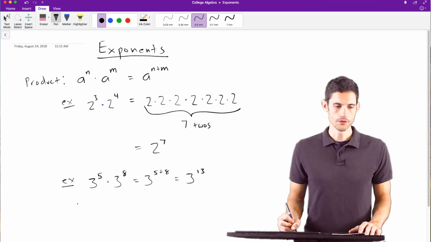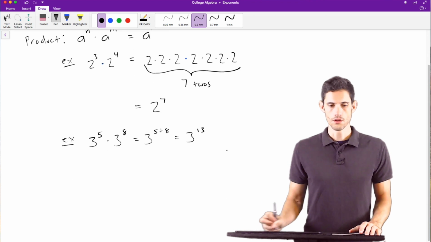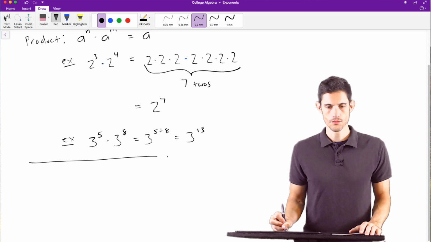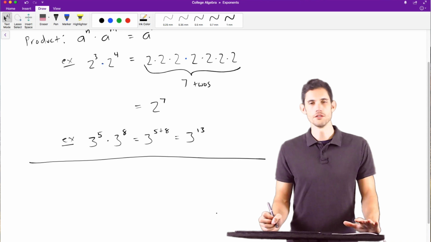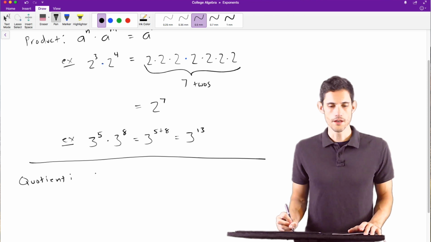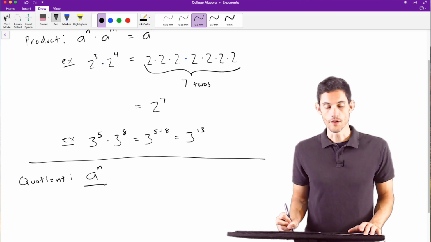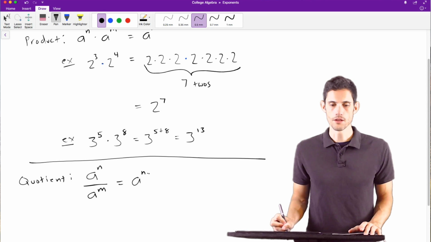So that's the product rule. The quotient rule is similar, except it replaces multiplication with division and addition with subtraction. In this case I have a number a raised to some power n, divided by that same number a raised to some different power m. And in this case you subtract the top minus the bottom.